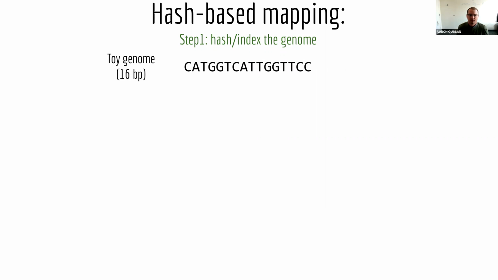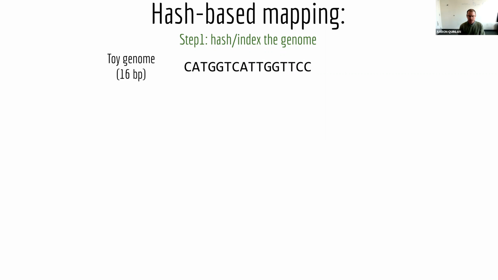Okay, so let's imagine we're lucky and we work with a very simple model organism that just has this toy 16 base pair genome right here. The way hash-based mapping works, step one is to take the reference genome itself, so this toy genome or the human reference genome or the mouse reference genome, and we so-called hash it.